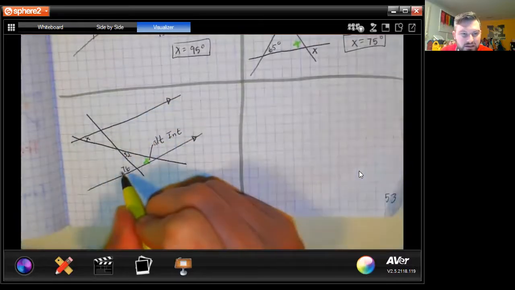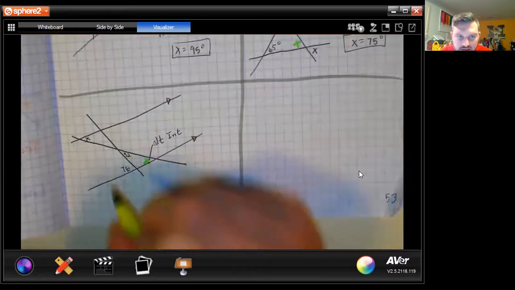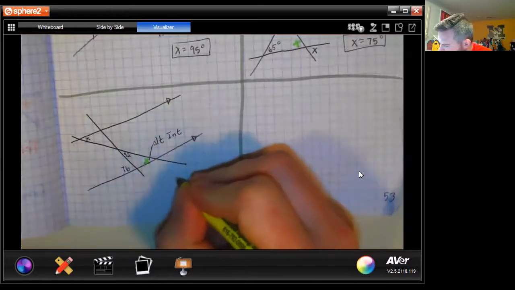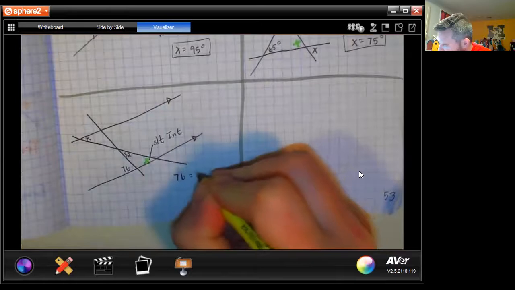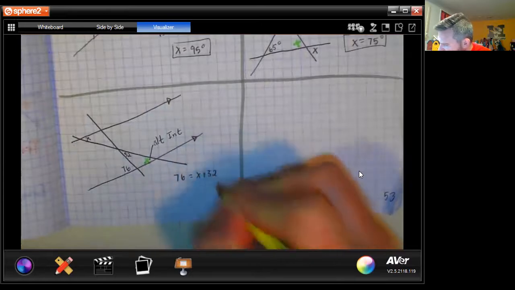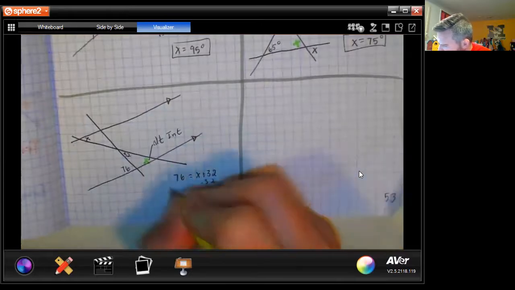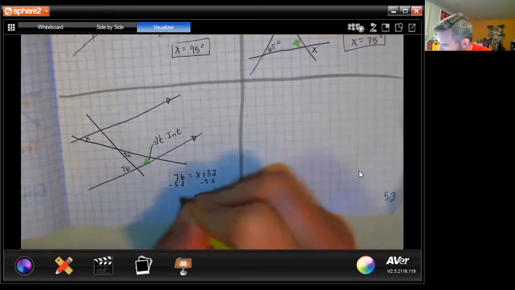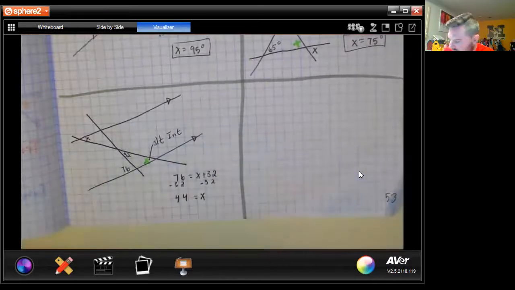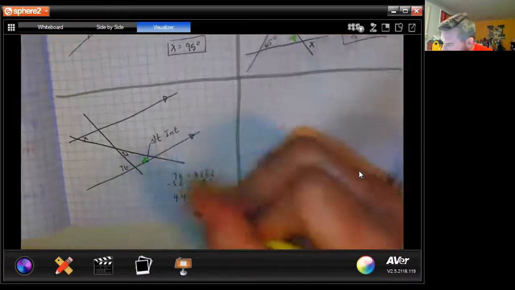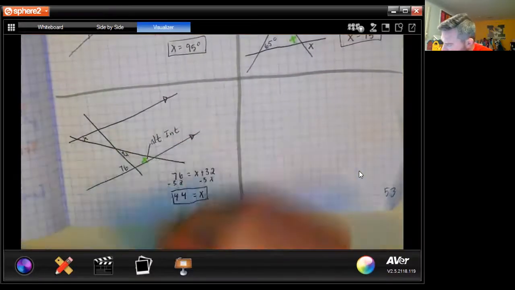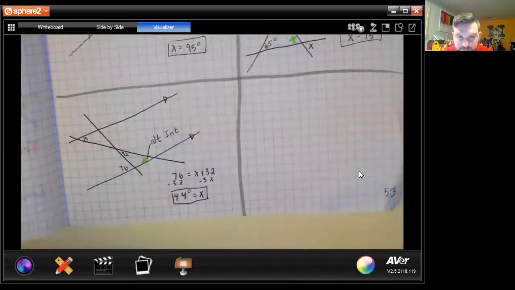76 is an exterior angle. So the exterior angle is the sum of these two angles. So 76 equals x plus 32. If you subtract 32, you get x to be 44. So x is 44. So that angle right there is 44 degrees.